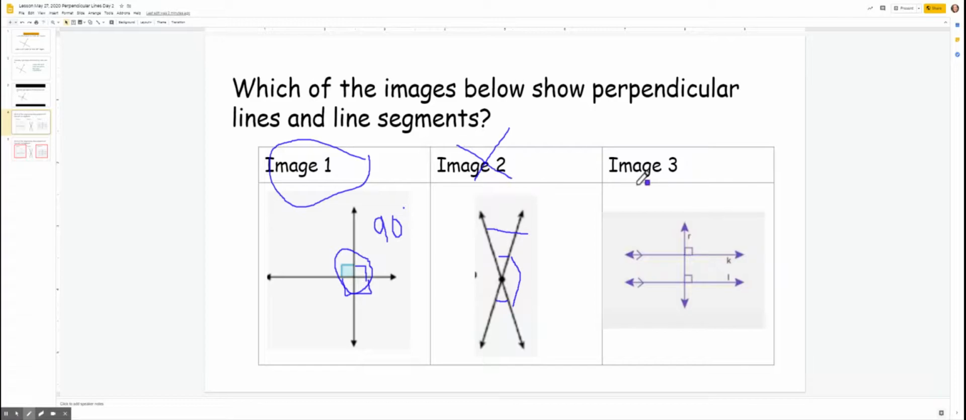Now, image three actually shows us three different lines: line R, line K, and line L. And we can see that the way that they meet, I'm seeing a right angle here, I'm seeing a right angle here, and potential for even more. If I were to count up all the possible right angles that could be formed by these three lines, it would be even more than formed by image one. So just by looking that they form a right angle, I can tell that image three must feature perpendicular lines as well. Keyword is buzz.